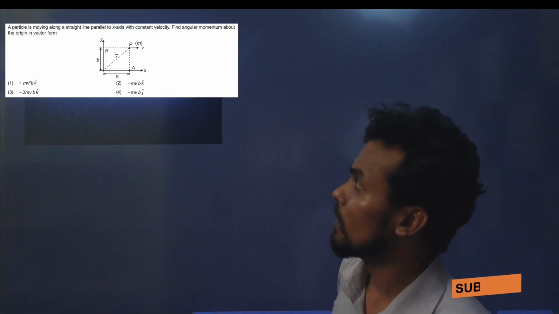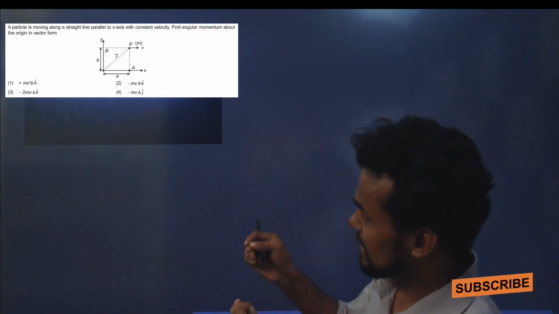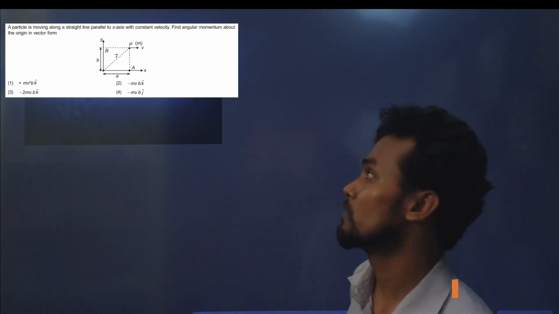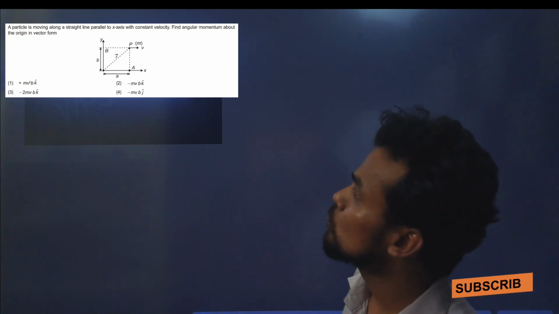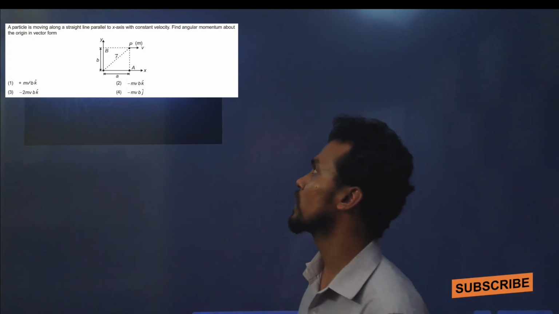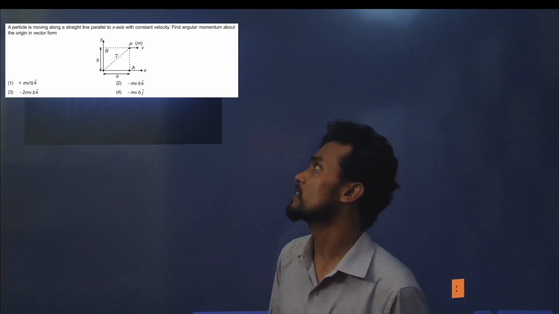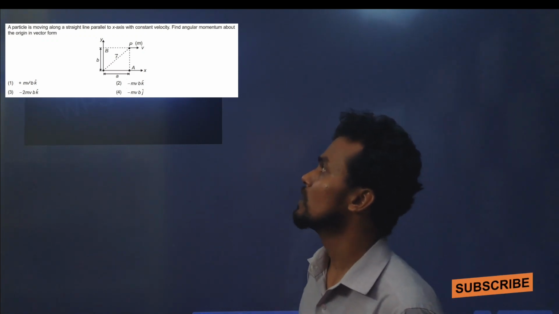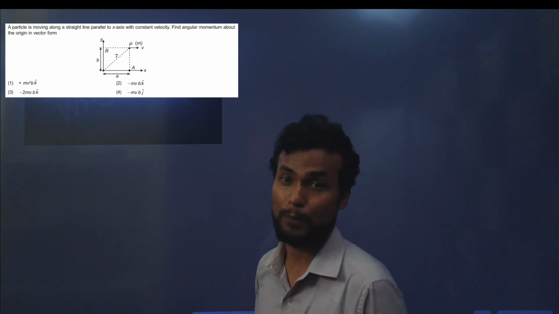Students, let's see here. Here we have taken the same kind of question again, but in a different way we will solve it. A particle is moving along a straight line parallel to the x-axis with constant velocity. Find the angular momentum about the origin in vector form. So let's solve the question now.